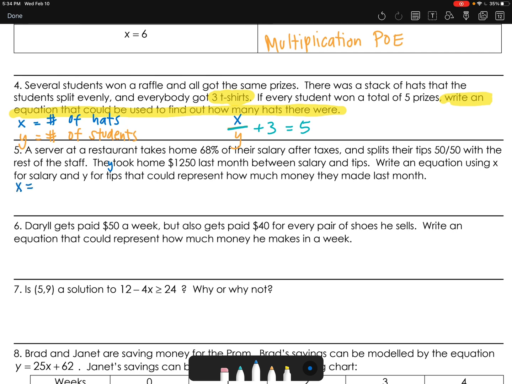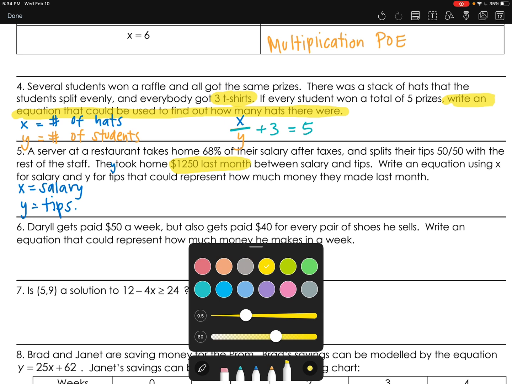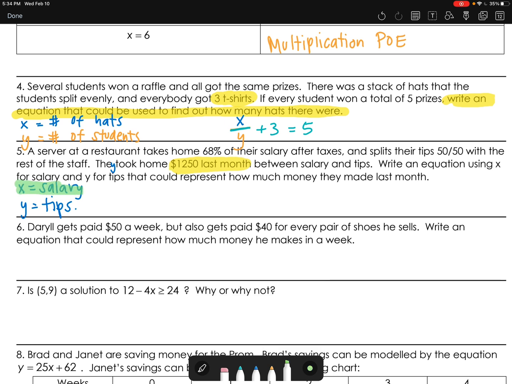Okay, so let's go with these variables here. So we have X is salary and Y is tips. How much money they made last month. So it tells us that they made $1,250 last month. So that's our total here. Okay? They took home, this is X is our salary. They took home 68% of their salary because taxes stink and take your money.